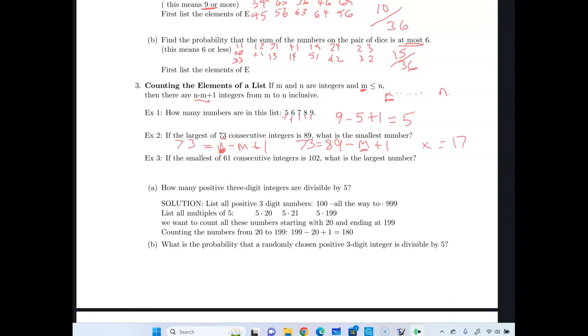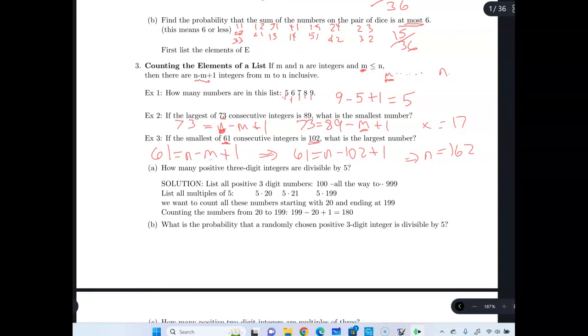Okay, let's do one more. The smallest of 61 consecutive integers is 102. That means 61 is equal to N minus M plus 1, knowing that M is 102. So 61 equals N minus 102 plus 1, and that gives me an N of 162. All right, I'm going to stop there and move on to the next video.